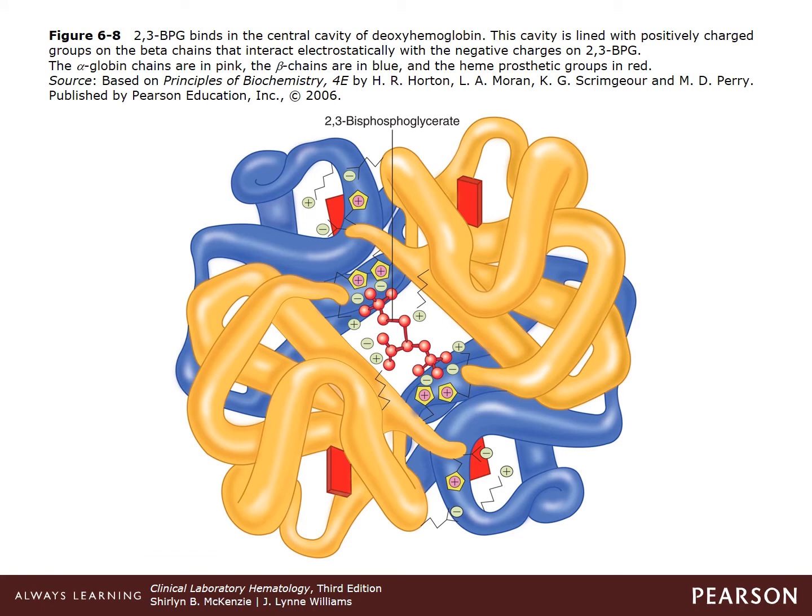Here we see the molecule of hemoglobin, where within the heme structure you see that 2,3-BPG binds in the central cavity of the deoxyhemoglobin or tense state. The cavity is lined with positively charged groups on the beta chains that interact with the negative charges of 2,3-BPG. The alpha globin chains are in pink and the beta in blue, and the heme groups are in red, so you can see where the molecules are located.